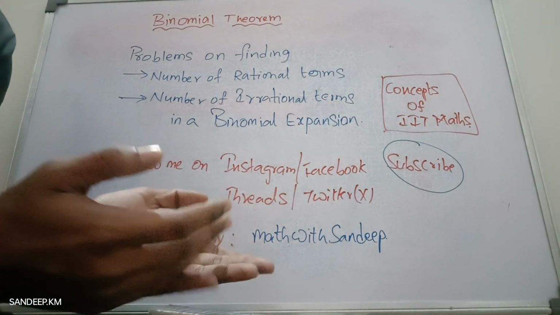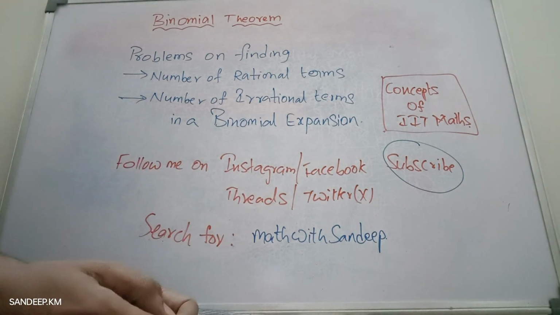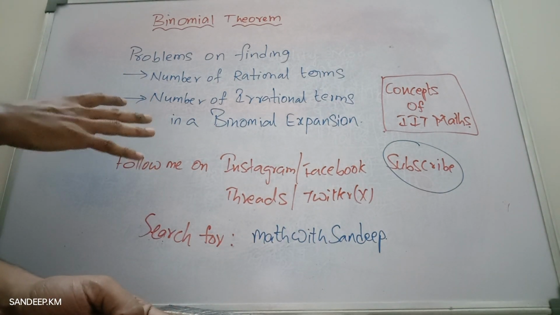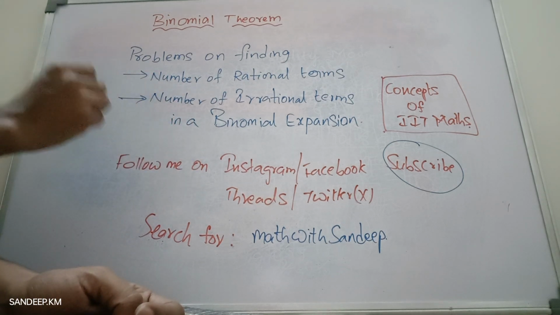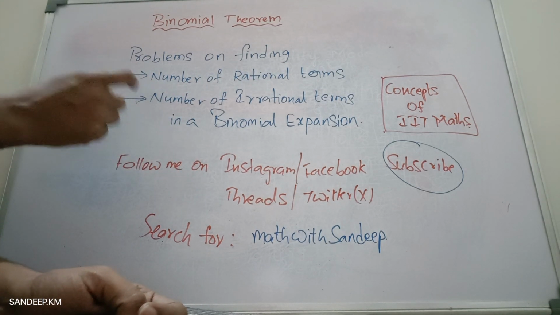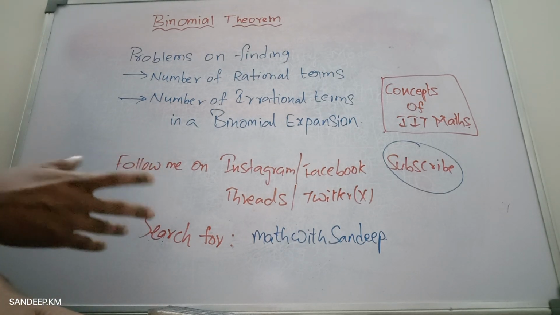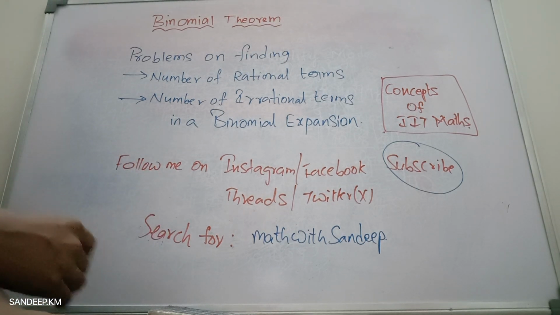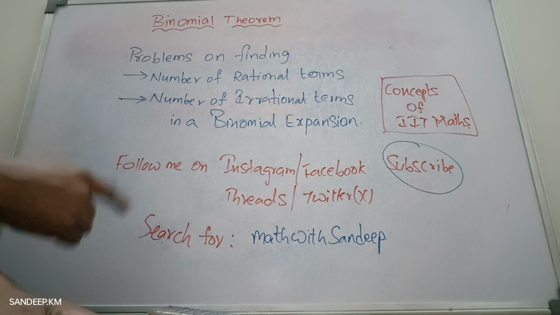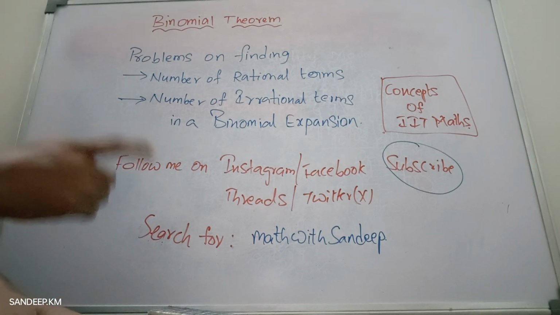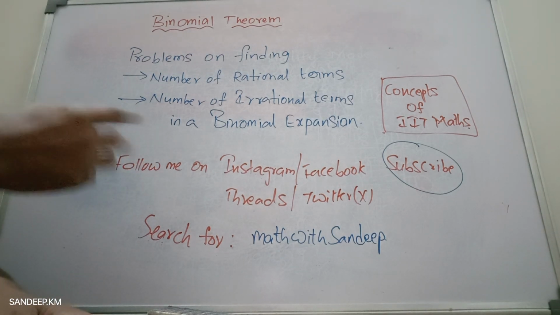So we are in the chapter of binomial theorem and our today's topic is to find the number of rational terms or the number of irrational terms in a given binomial expansion. Okay, so this model is observed in previous JEE Mains model questions. So let us see how to find the number of rational terms and number of irrational terms in a given binomial expansion with some questions.